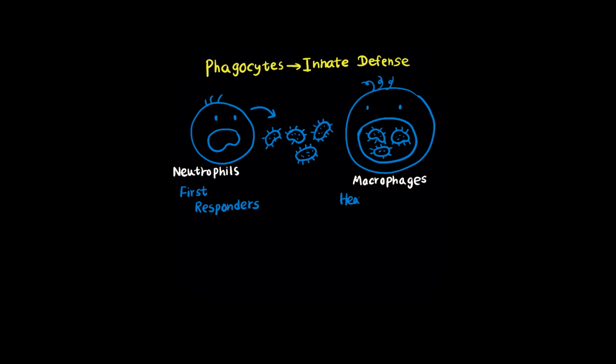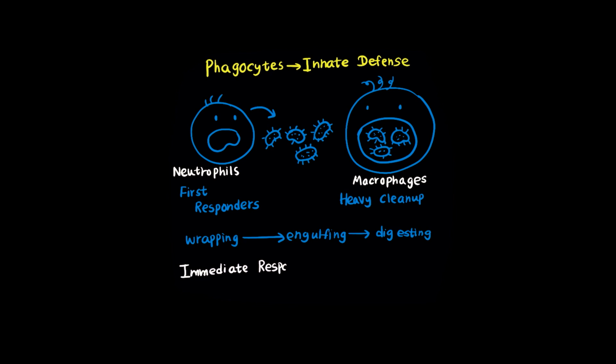Macrophages are the heavy-duty cleanup crew, arriving later but staying longer. They can engulf larger particles and more of them. The process of phagocytosis is remarkable. These cells literally wrap their membrane around the pathogen, pull it inside, and digest it with powerful enzymes. This is fundamentally different from memory B cells that need prior exposure, cytotoxic T cells that require activation, or plasma cells that produce antibodies. Neutrophils and macrophages are always ready, providing immediate defense without any learning curve.